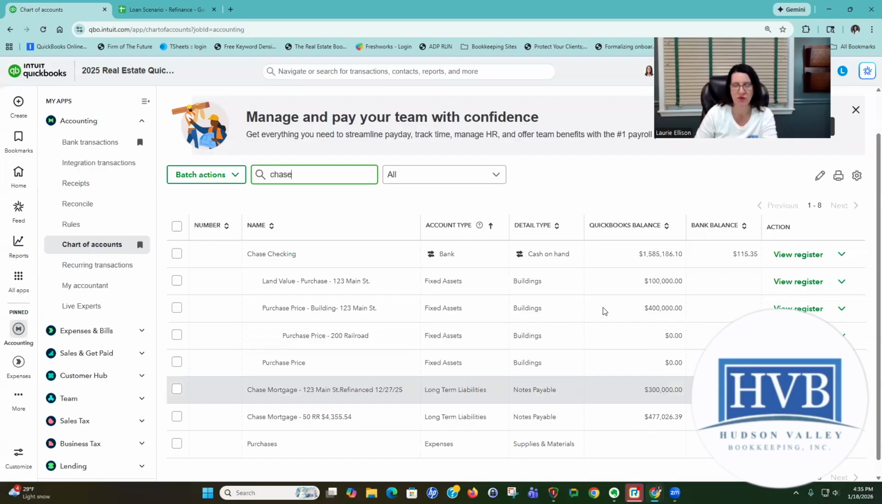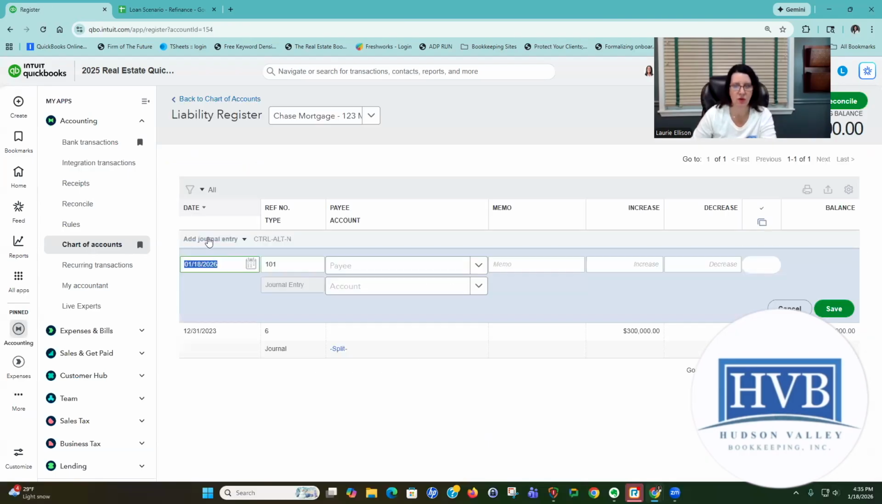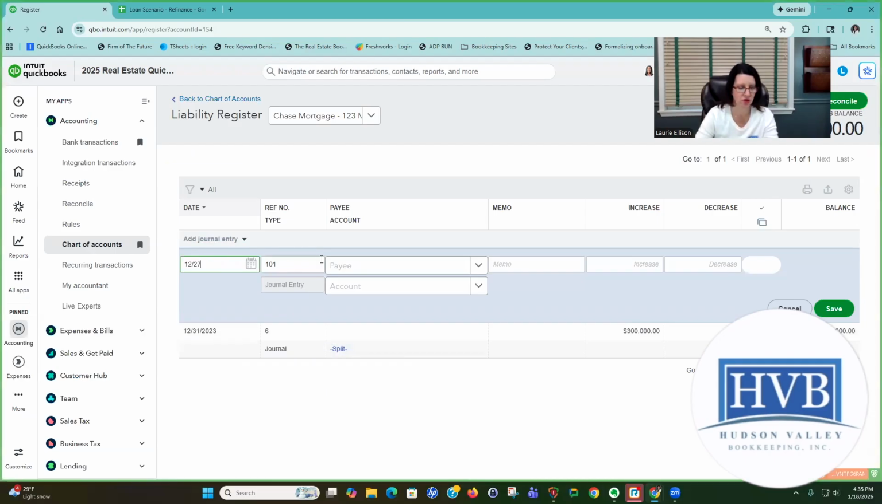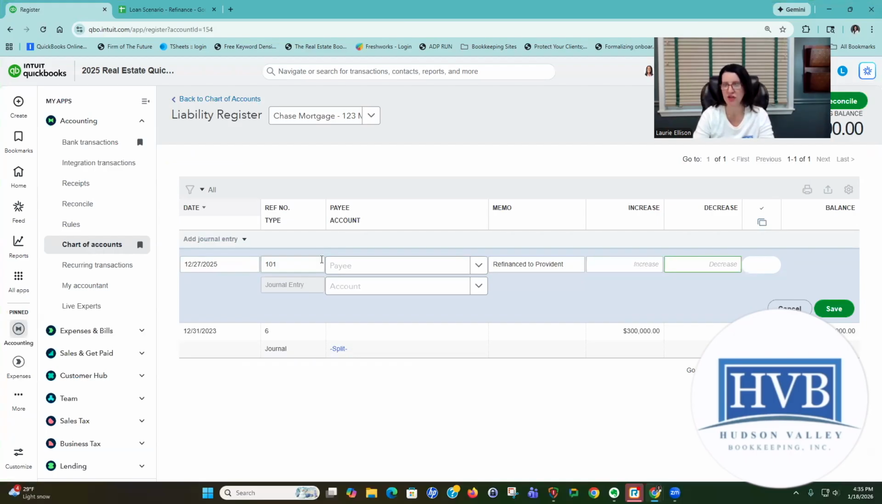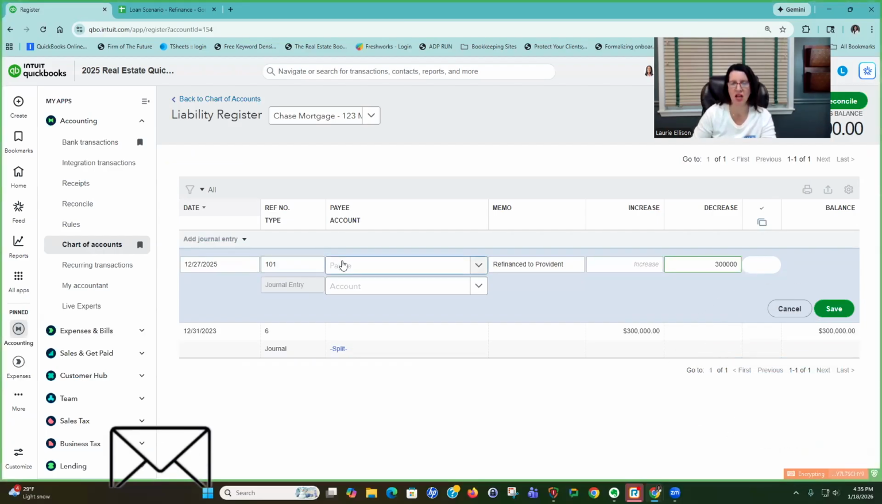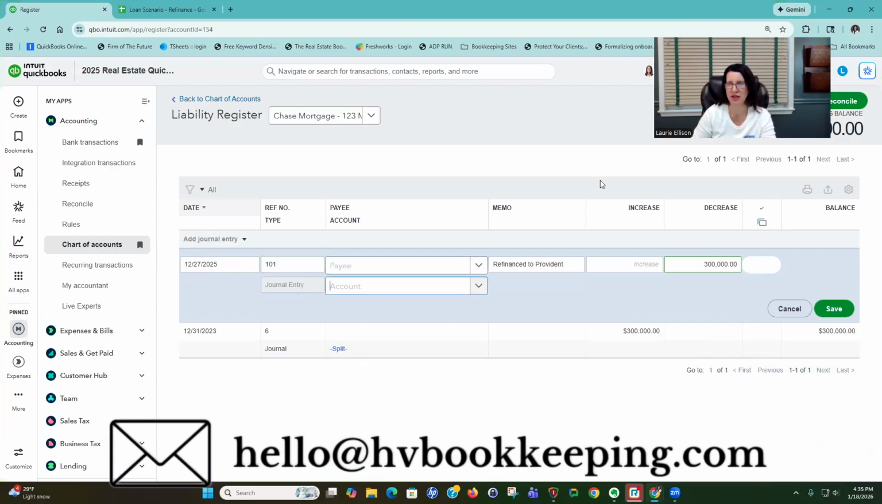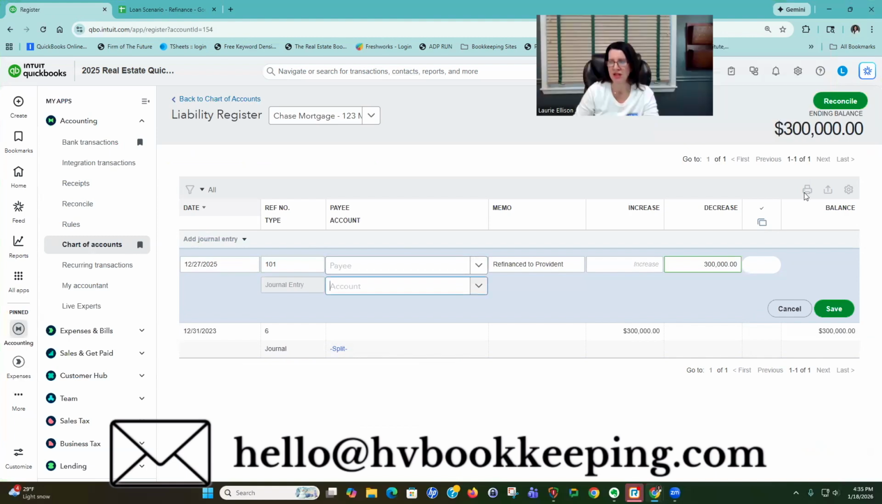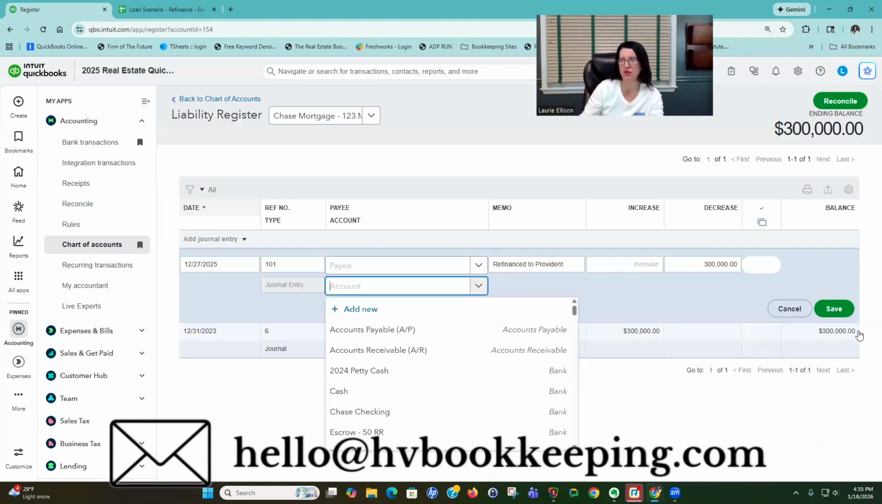So I'm going to go to view register. Okay. So we did on 12/27/25, refinanced to Provident. And I teach this as a way to do a lot of journal entries because it is just more logical, especially for people that don't understand debits and credits. So look, our balance is 300 and we need to take it to zero. So the only way would be to decrease. If I put in the increase, we would have a balance of 600.